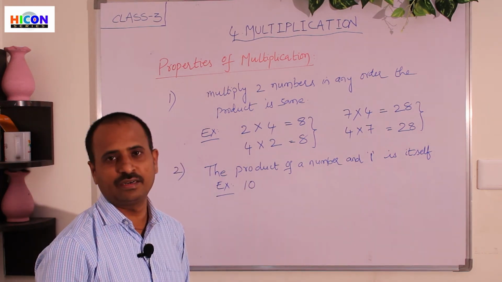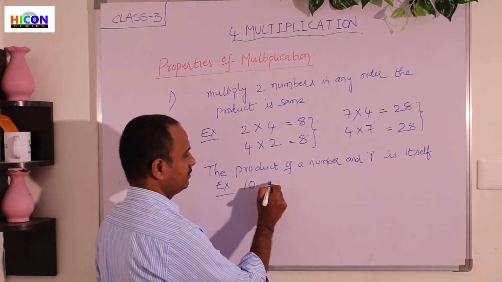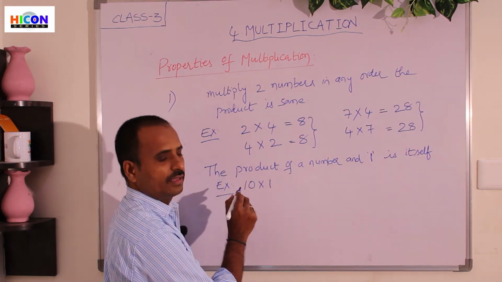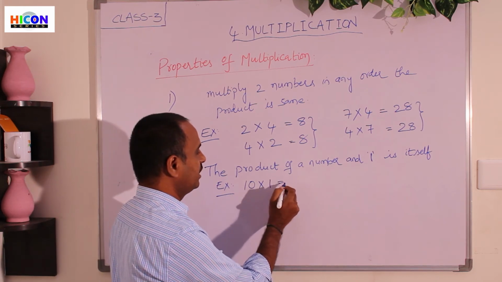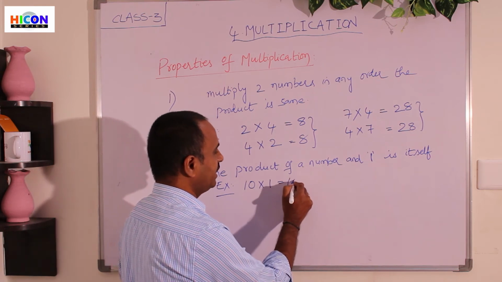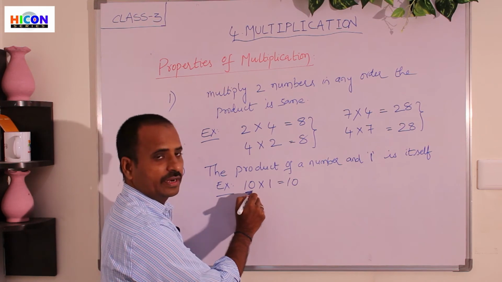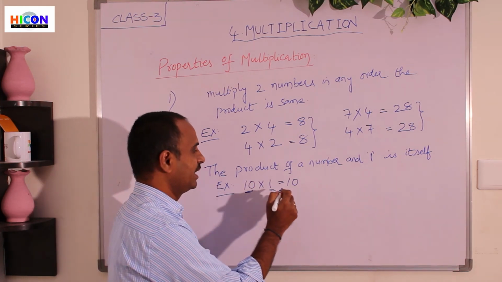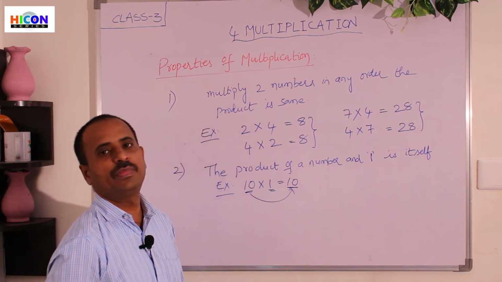The number is 10. And I will multiply this number 10 with 1. 10 into 1. That means the number is multiplied by 1. So how much will you get? Again you will get 10. 10 ones are 10. Children, how much? 10 ones are again 10. So if you multiply any number with 1, you will get itself. That means again you will get the same number.